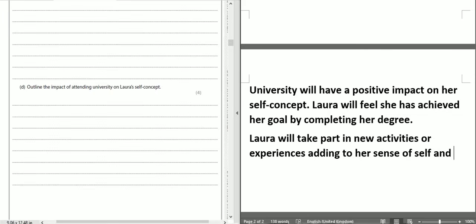So again, actually, I'll put that here. This is a question I will have a look at the mark scheme for, but that's my idea of going to university. She's going to feel positive about her achievements by completing a degree. And also the new activities will add to her sense of self and who she is.